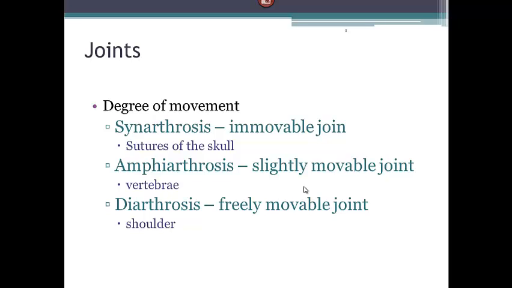You have synarthrosis, which is an immovable joint, and those are sutures of the skull. You have amphiarthrosis, which is slightly movable, and here remember you have the ribs, you have the vertebra, and the diarthrosis is freely movable. The shoulder is the best example.